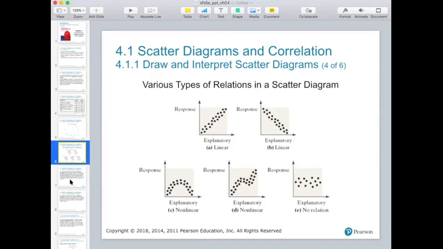So we want to be able to describe what these relationships look like. Now, just like we've done so far, first we start with the description. It looks like it's linear. It looks like it's not linear.